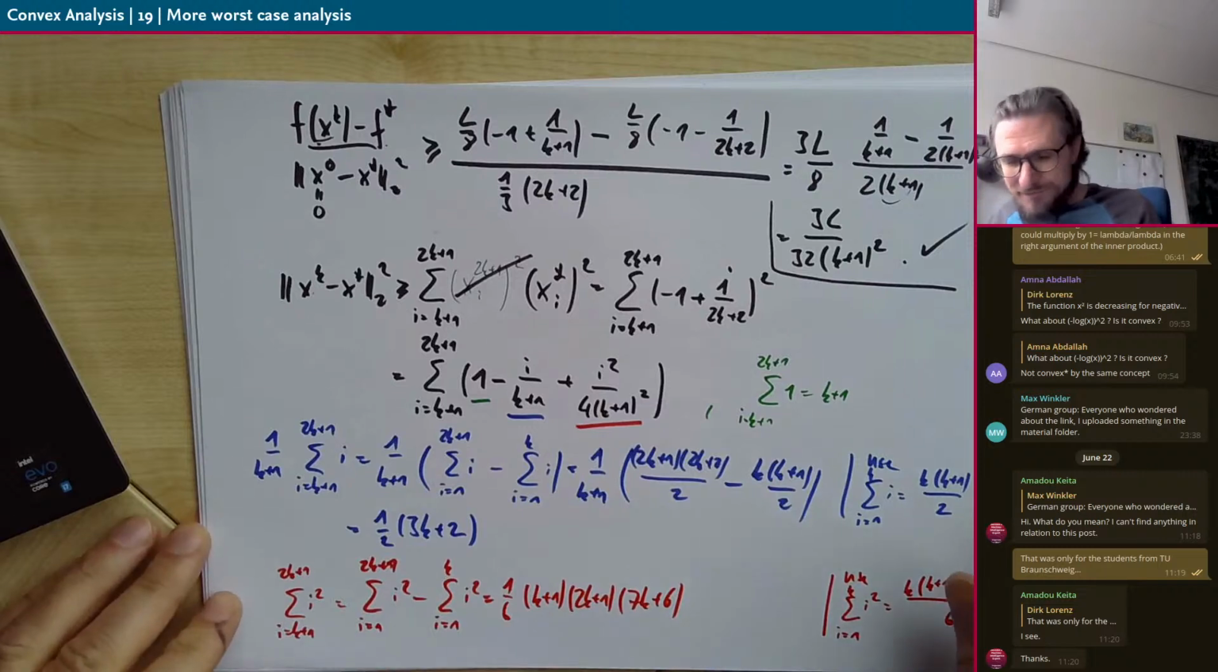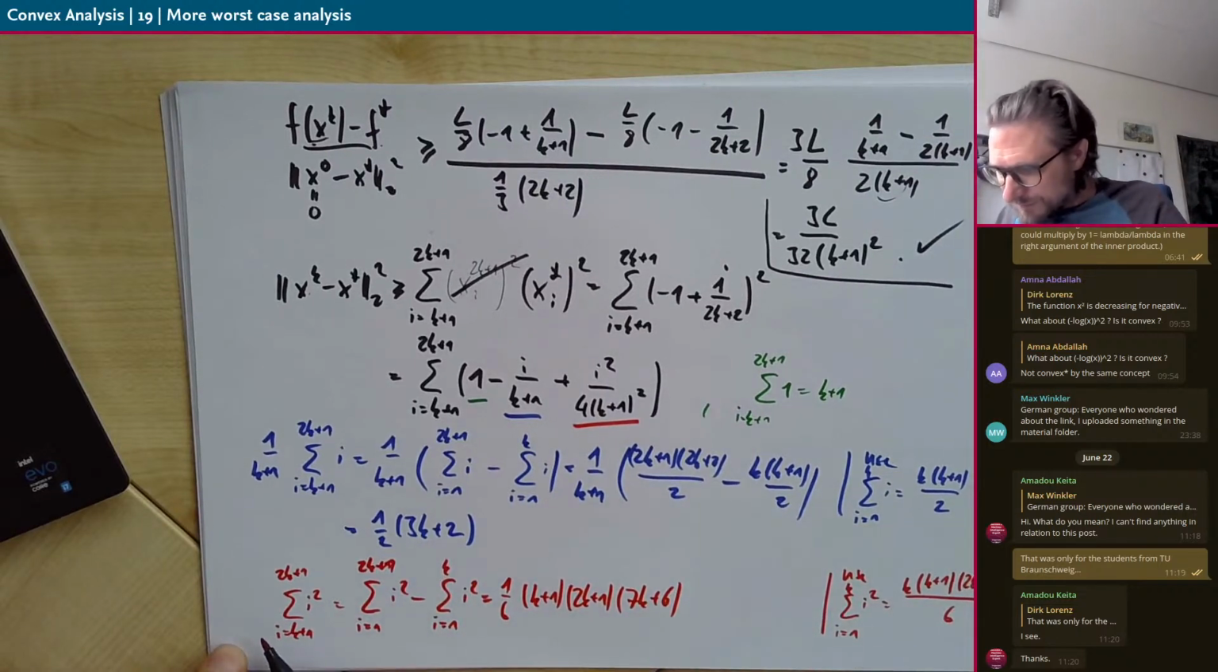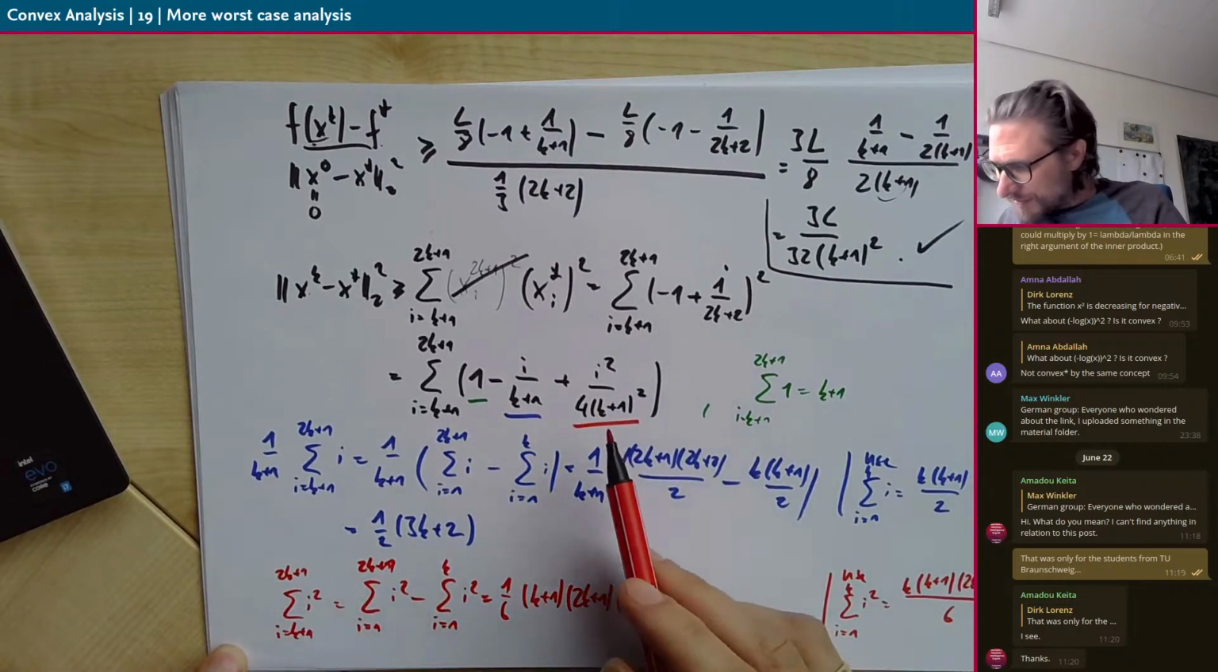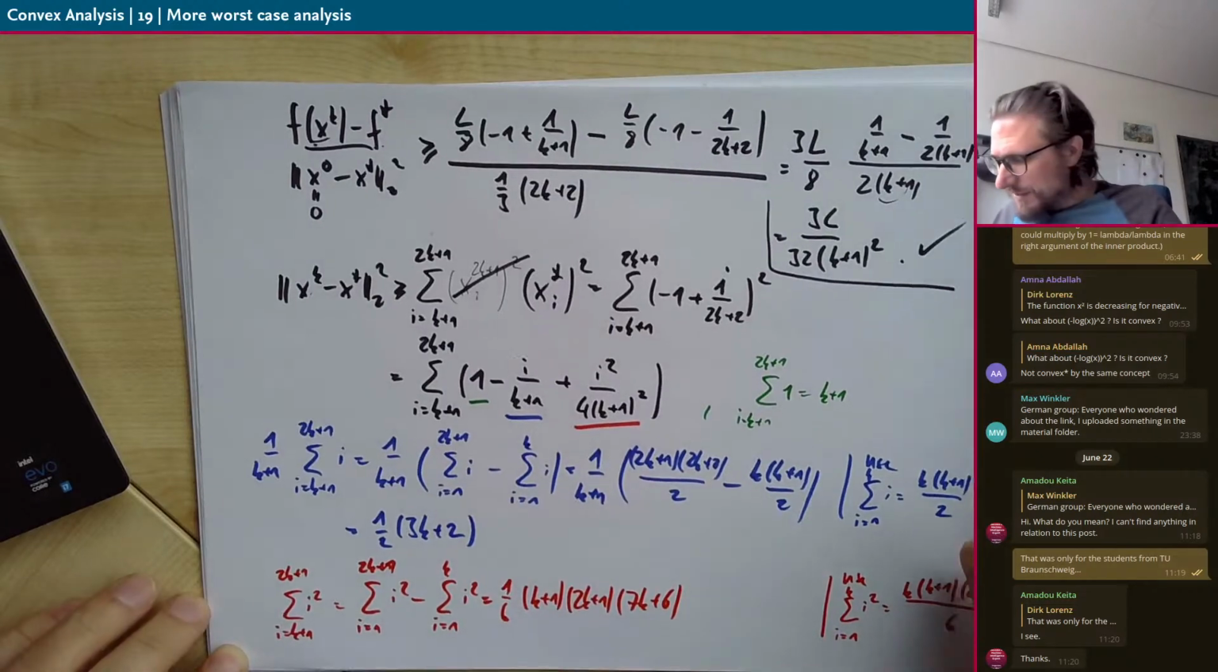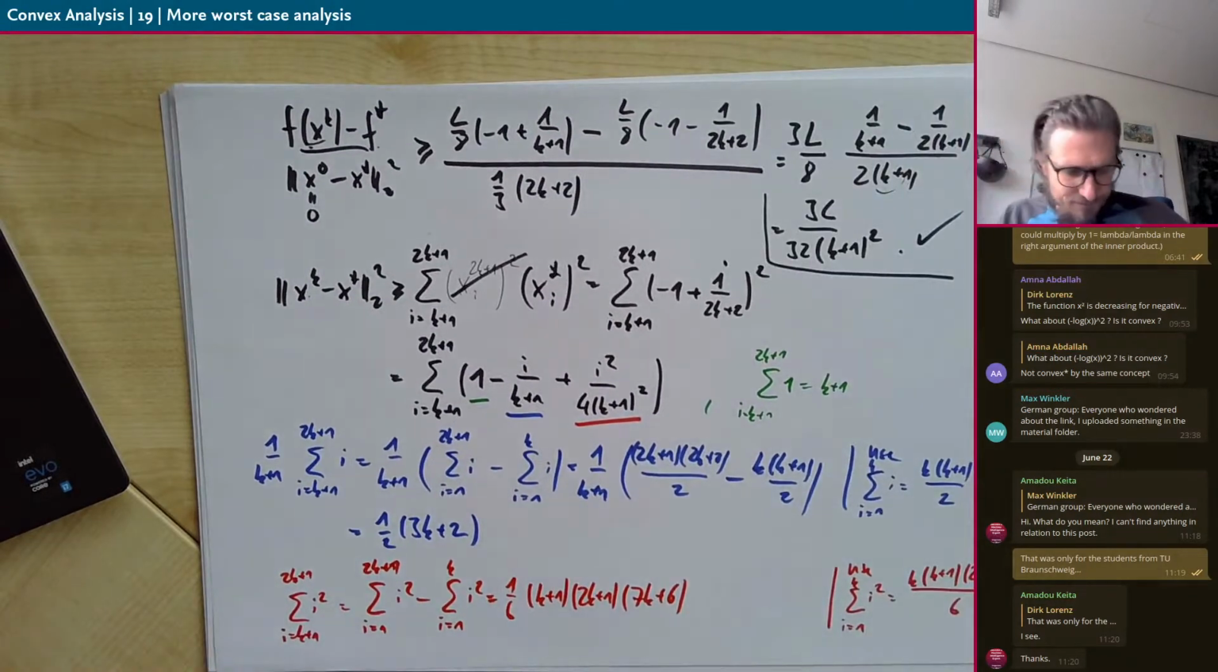So what does it give? Again, of course, we could pre-multiply by 4 times k plus 1 squared and divide this by this. Let's do that on the next page.